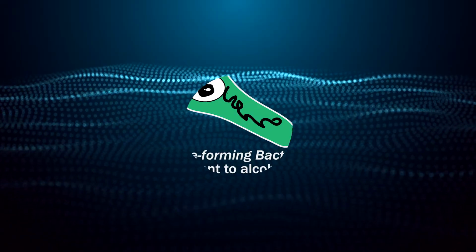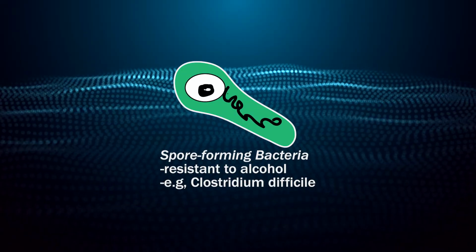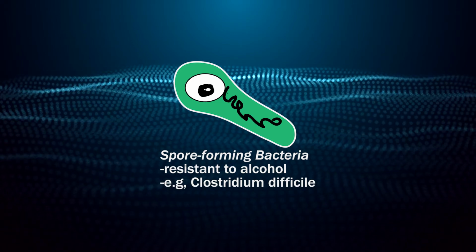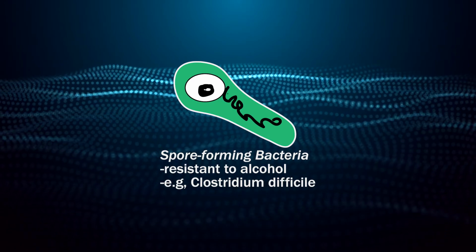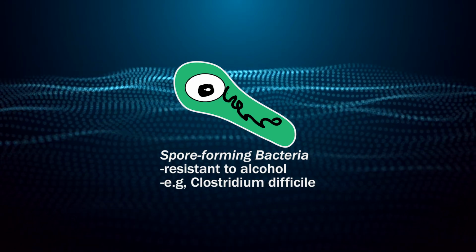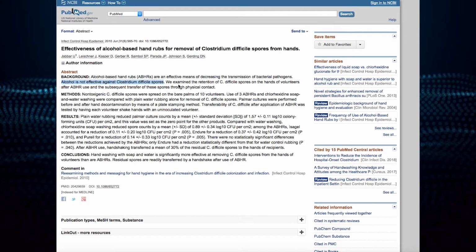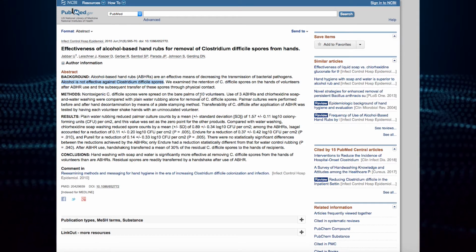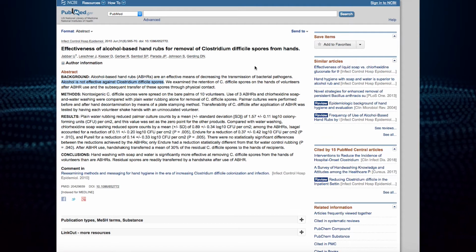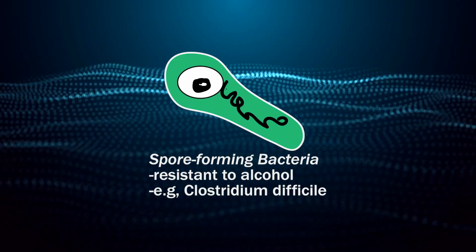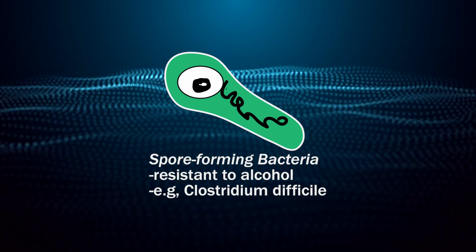Number 1, spore-forming bacteria. In the case of spore-forming bacteria, hand washing may be necessary, since bacterial spores are resistant to alcohol. For example, this 2010 paper by Jabbar et al. found that alcohol is not effective against the infamous Clostridium difficile. For spore-forming bacteria like C. diff, you should still use a disinfectant first, then follow up with soap and water.